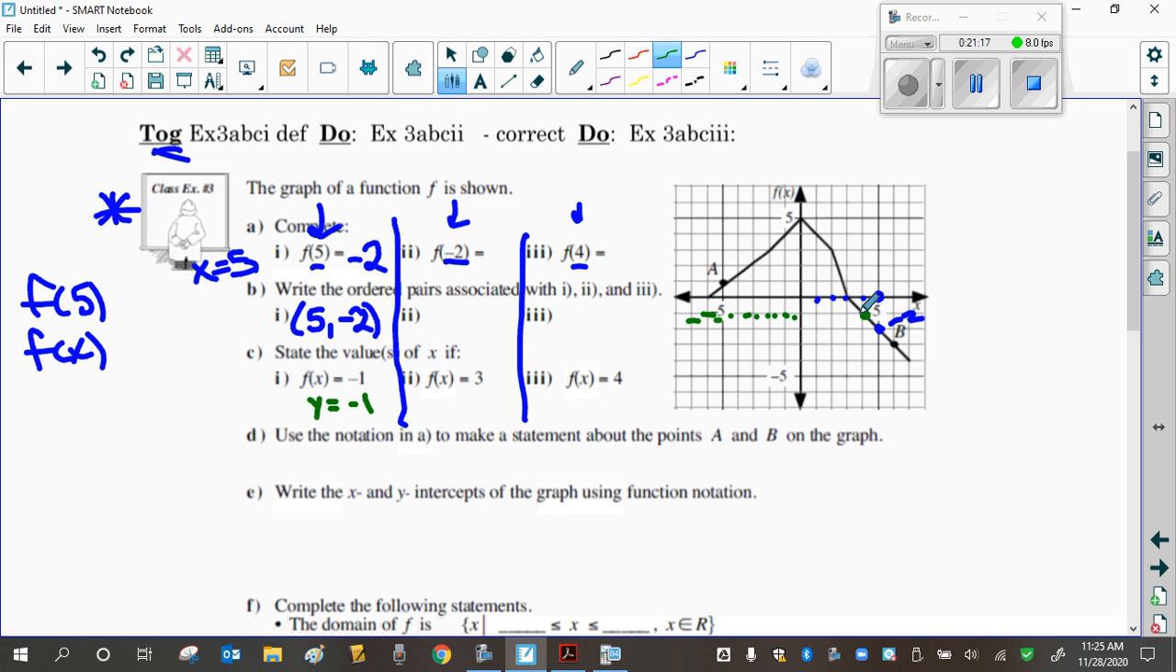And where does it hit the graph? Right there, where the graph is 4 to the right. So 4, -1 is that point. So what's the value of x? Write down: if y equals -1, x equals 4. So if the value of y is -1, that value of x is also 4.